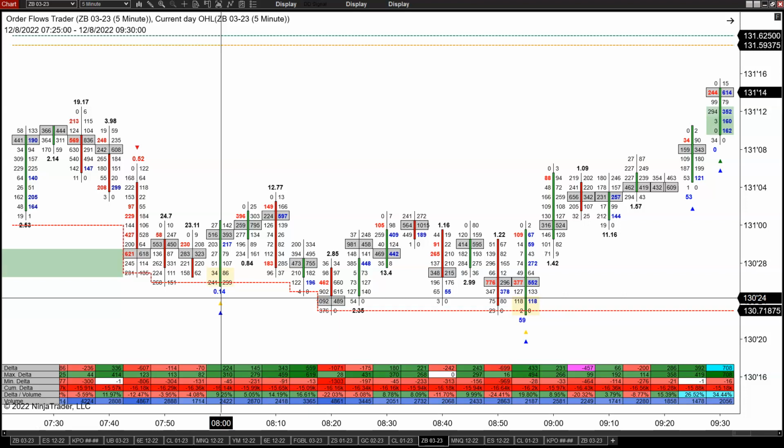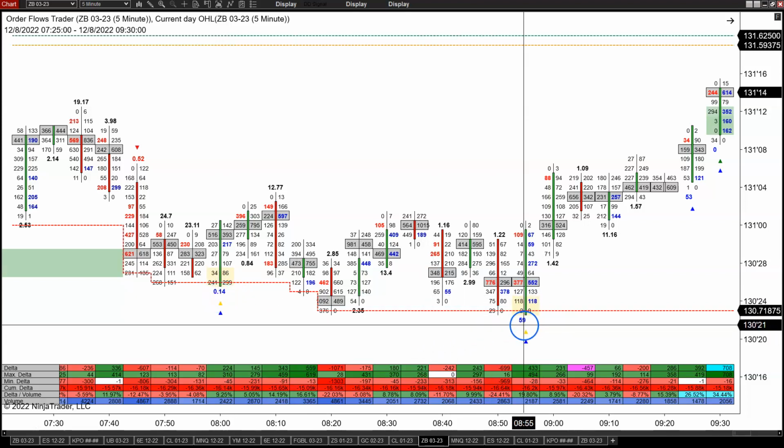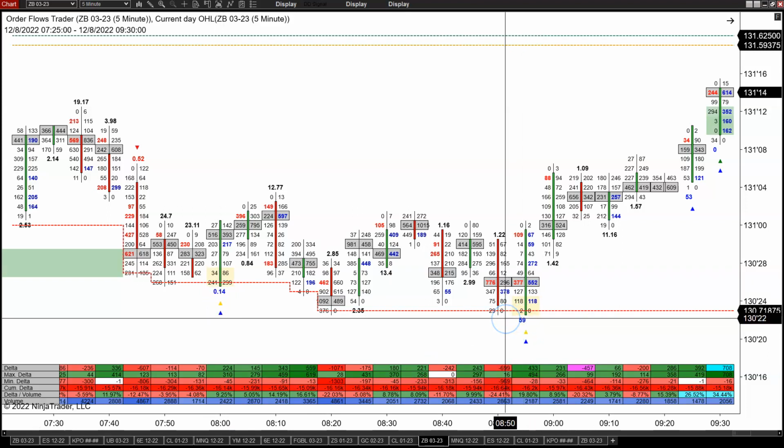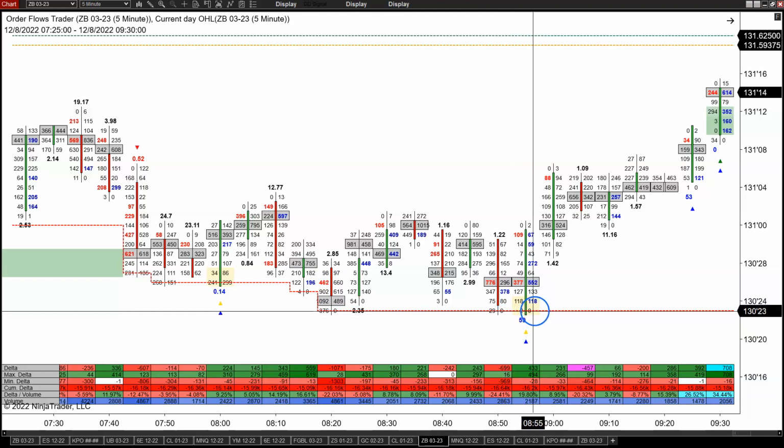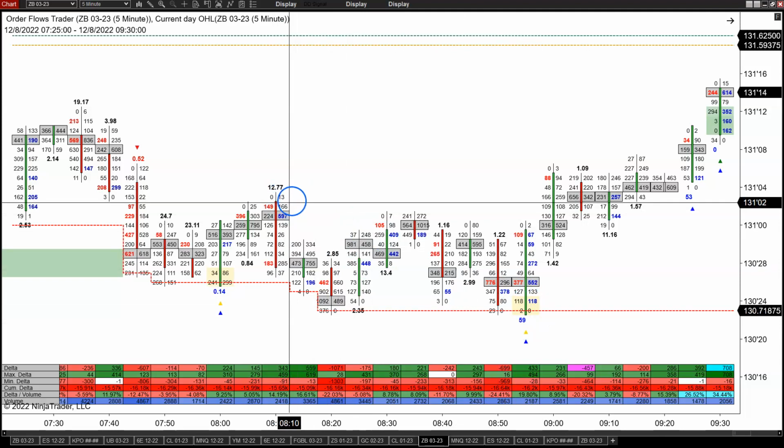Now, the other part of it is the order flow ratios, right? You can see here this blue number, 0.14. You've got another one here, 59. Now, the ratios, what it reads is the order flow appearing in the bottom of the bar of a green candle or the top of a red bar.